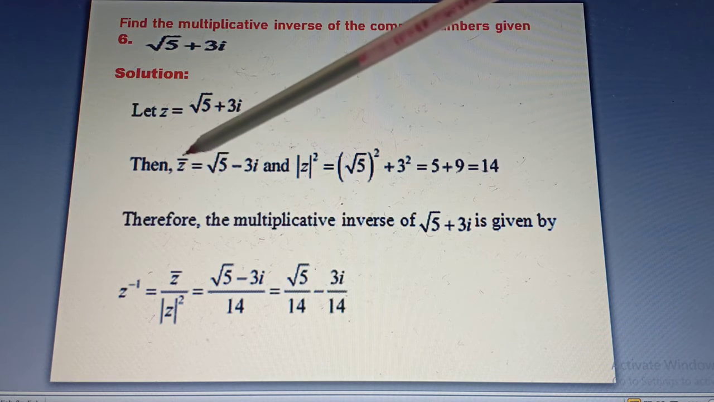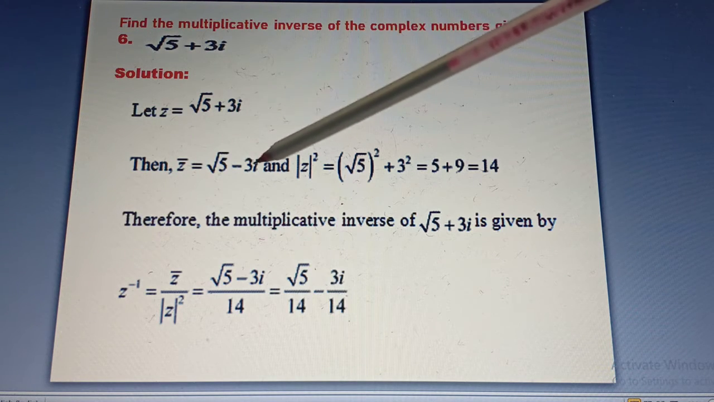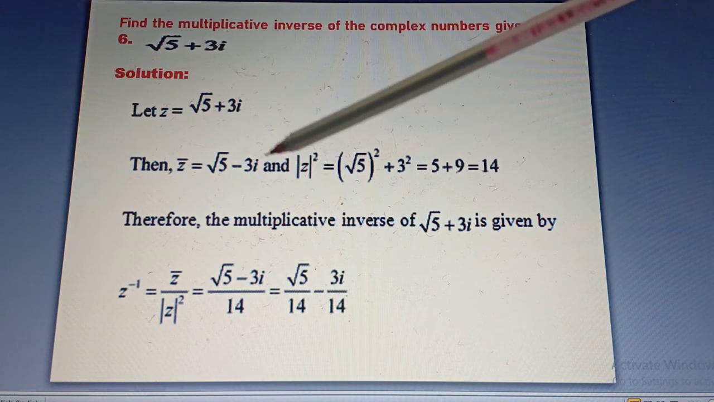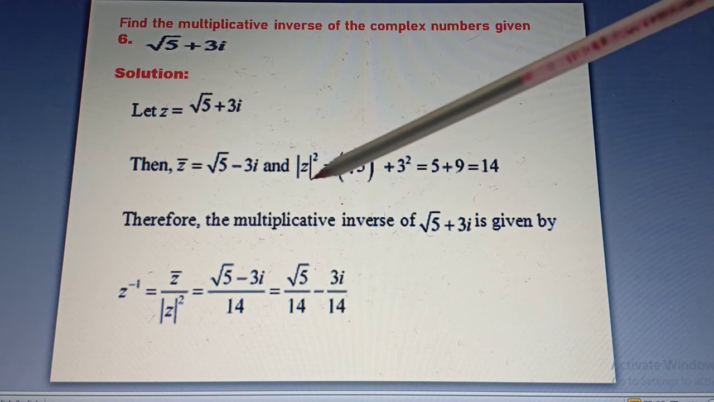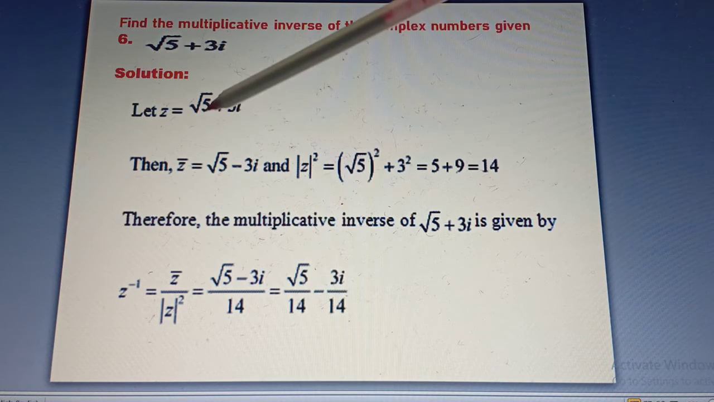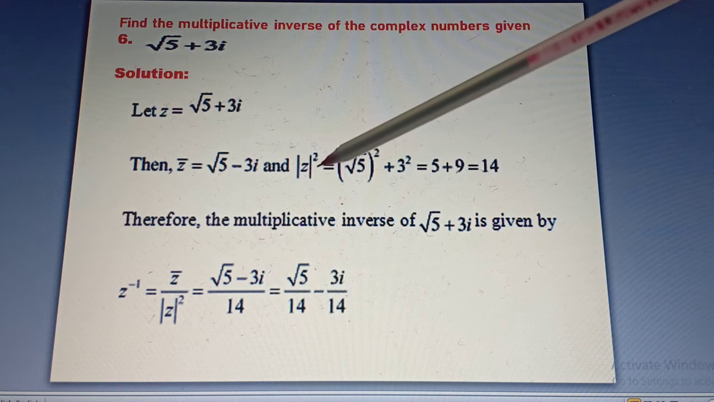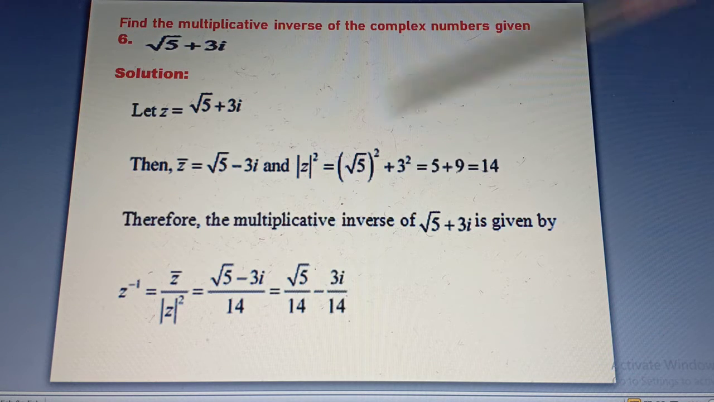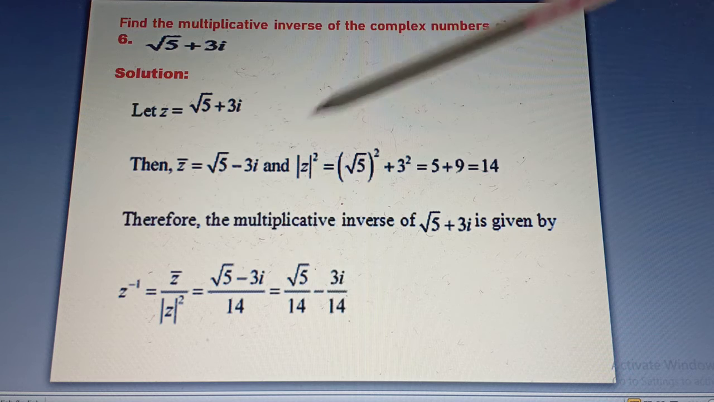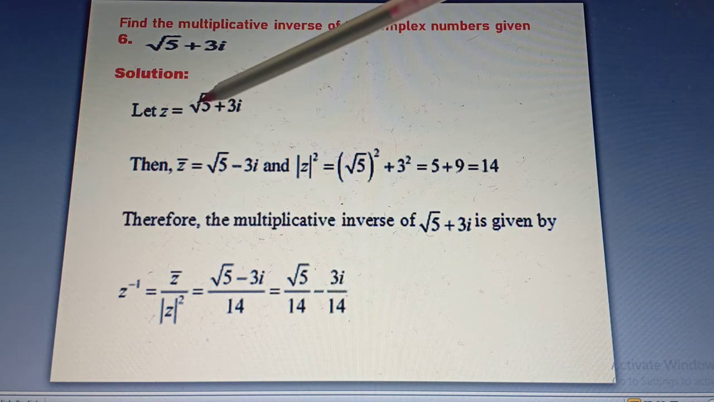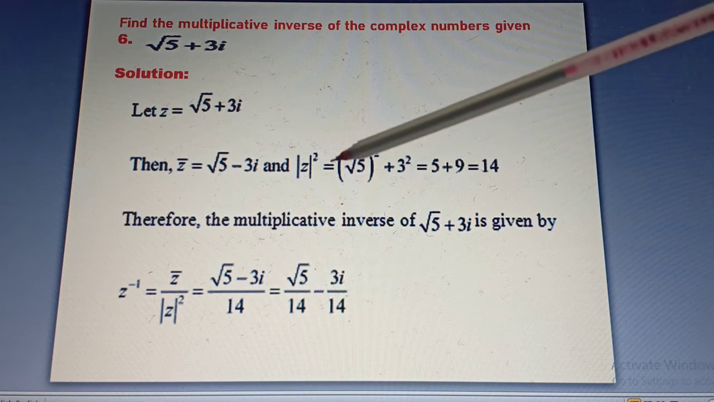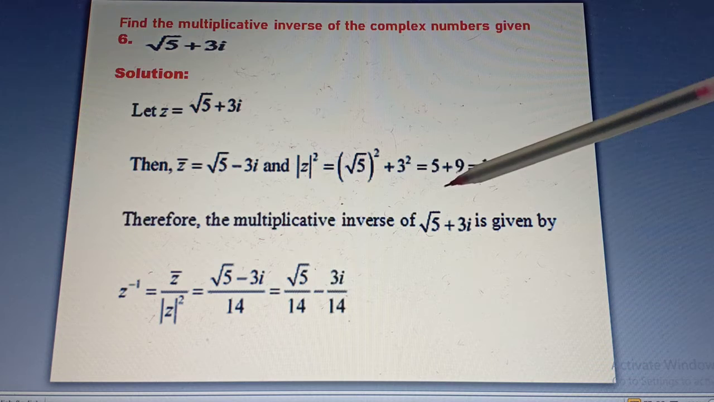So students, you know that only the imaginary part's sign will change. Here it is plus 3i, so it will be minus 3i. Now what is the modulus of z? Modulus of z is root over 5 whole square plus 3 square, and if it is squared, there is no under root. We know that mod z equals root over a square plus b square. Here a is root 5 and b is 3. So mod z whole square will be a square plus b square, root 5 whole square plus 3 square, which is 5 plus 9, that is 14.